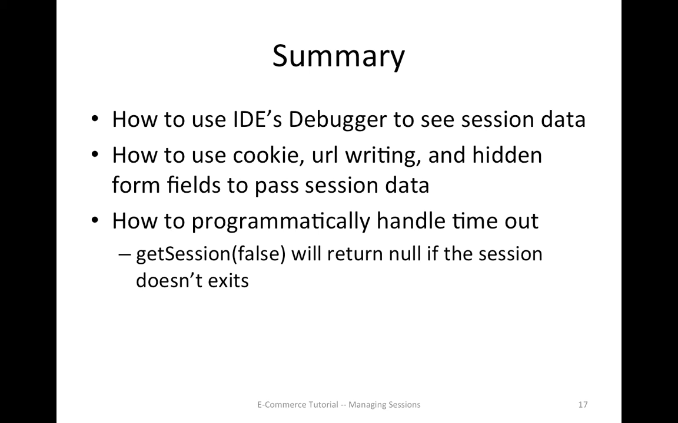The getSession method is an overloaded method. If there is no argument, then that method will return you a newly created session. It will create a session, then return it to you if there is no existing session. However, in the overloaded form, if you give false as the argument to the getSession method, then it will return you null if there is no session existing yet.